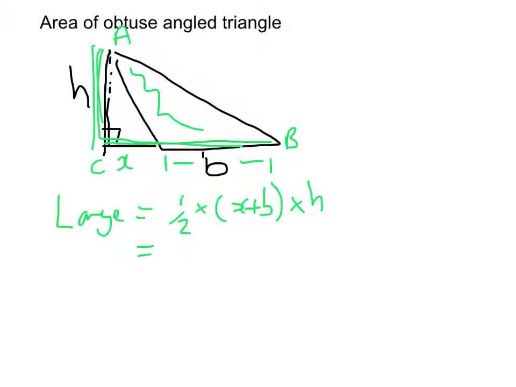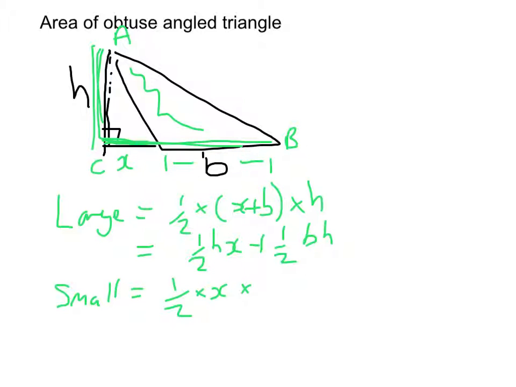So that works out to be a half HX plus a half BH. Now the smaller triangle is a right angle triangle, so again its area is a half times the base. The length of that smaller triangle is X, times the perpendicular height of that triangle, which is H. So that's a half XH. So to find the area of the triangle we're looking at, we subtract the smaller triangle from the bigger triangle, which will leave us with this area here.